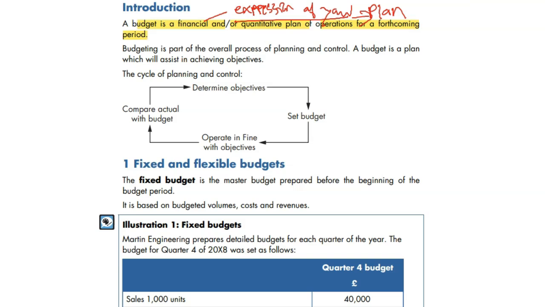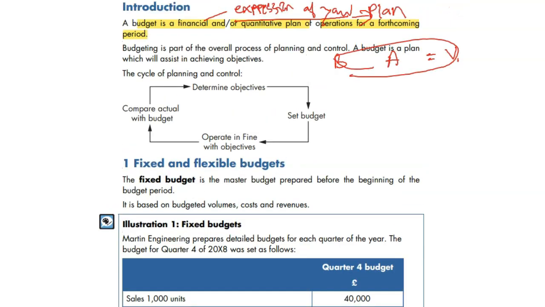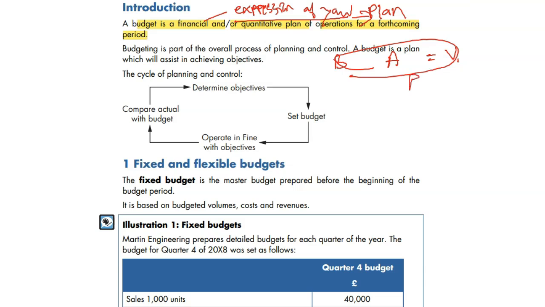Obviously budgeting can go differently compared to actual. When budgeting is different from actual, we call it variance. That's what we're going to learn in this particular chapter. There could be positive variance, there could be negative variance. Positive means favorable, and negative means adverse variances. We determine the objective, set the budget, then we work in real life, then we compare with the budget.